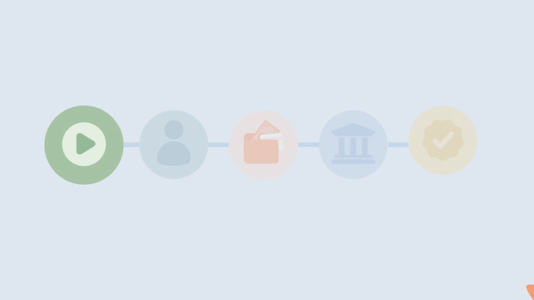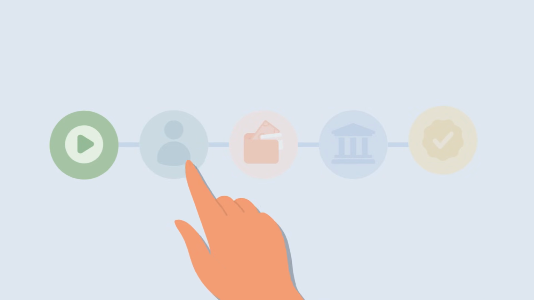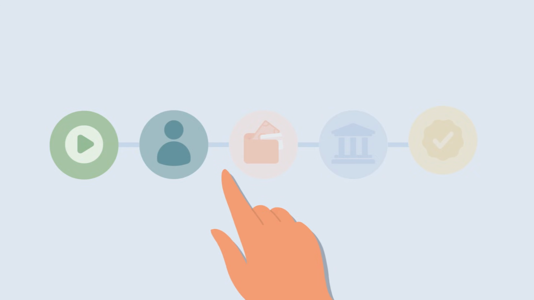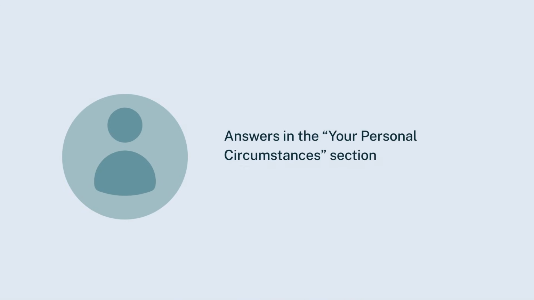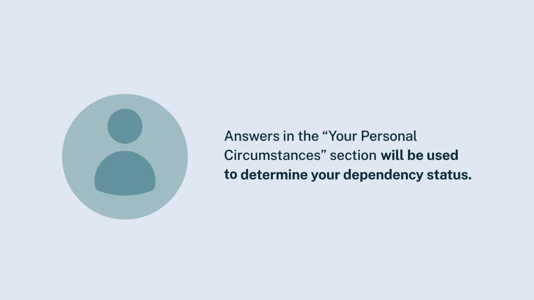After finishing the first section of the FAFSA form, you'll continue to the next section, your personal circumstances. The series of questions and the information you provide in this section will determine your dependency status. If you're a dependent student, it will also help you identify which parent contributors to invite to your FAFSA form.